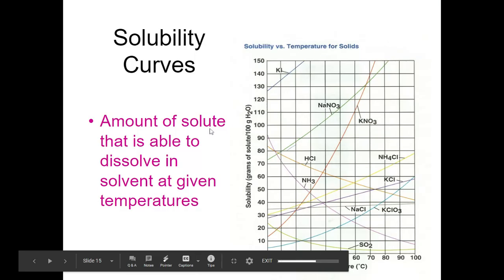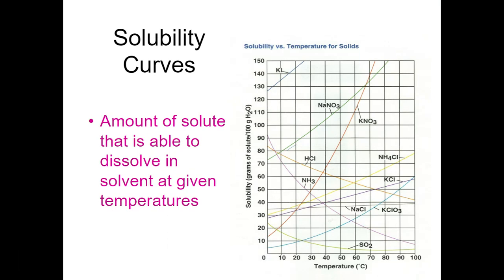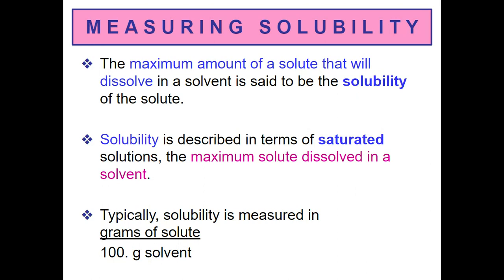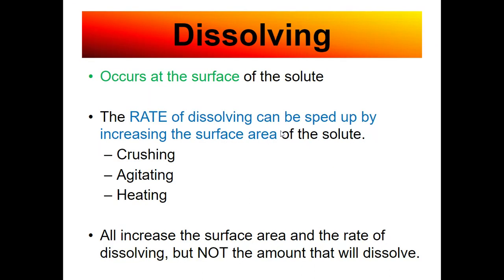So going here, again, solubility curves measure the amount of solute that's able to dissolve in a solvent at given temperatures. Solubility is the maximum amount of our solute that can be dissolved. It's our saturated point. So the maximum amount of our substance that we can dissolve is our saturation point. That's that point on that line. And it's measured in grams of solute per 100 grams of our solvent, which would be our water.